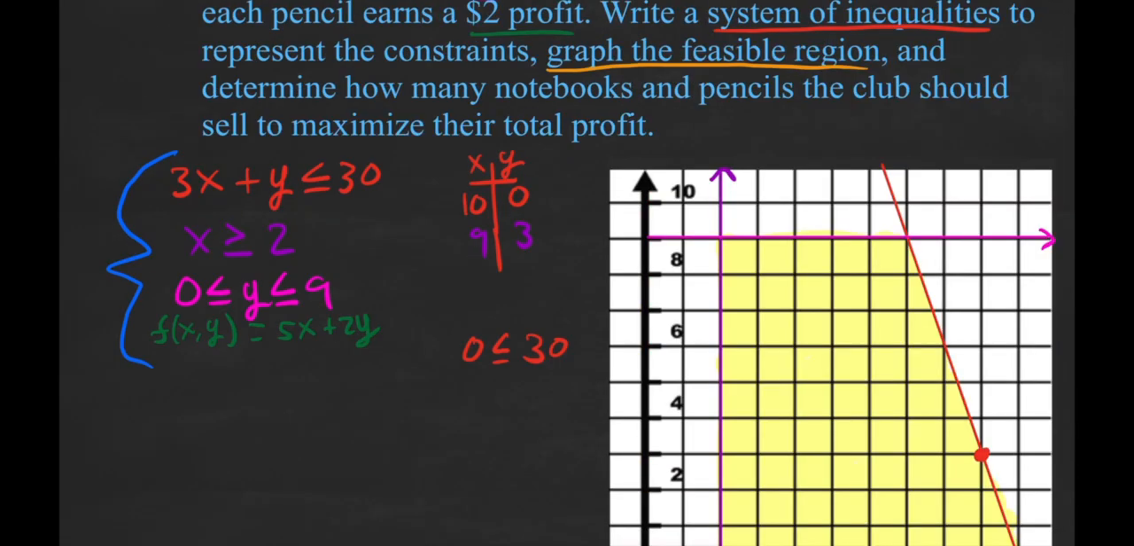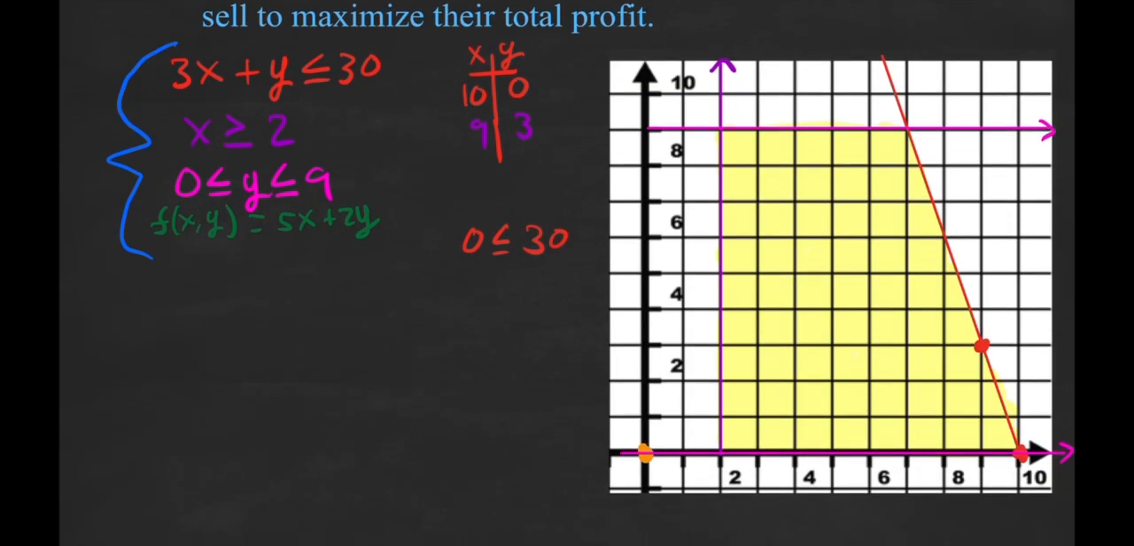The next thing that we need to do is determine how many notebooks and pencils the club should sell to maximize their total profit. If we want to do this, we have to know what our vertices are. As we notice, we have a vertex at 2, 0. We have another one at 2, 9. We have another one at 7, 9. And our last one is at 10, 0. So to figure out the maximum total profit, we just substitute each of these ordered pairs into our function.